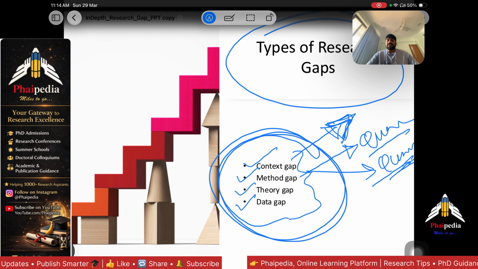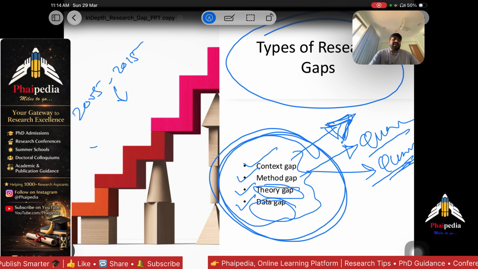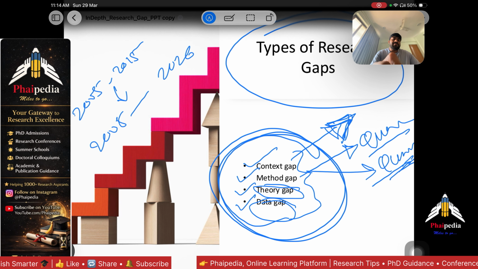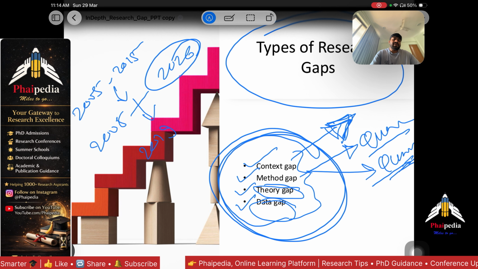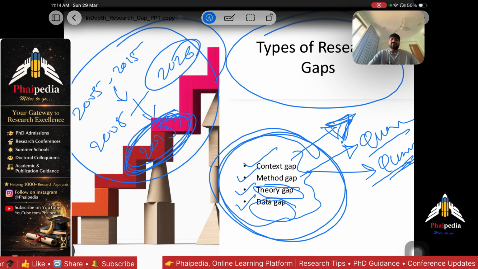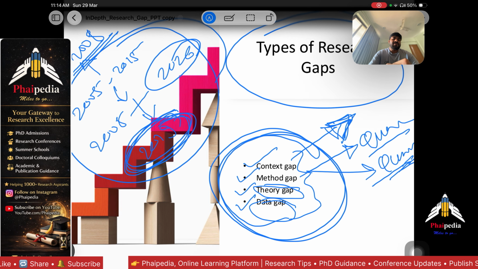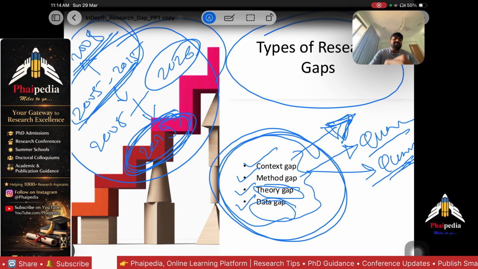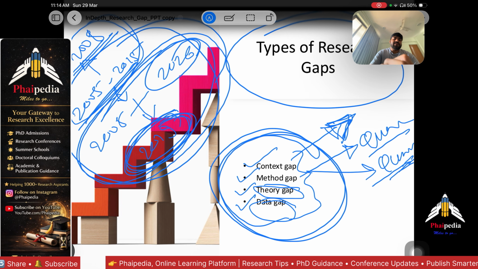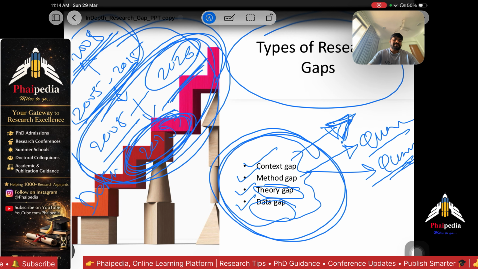The theory gap, and the data gap. For example, some studies were done from 2005 to 2015. Now we can look at 2005 to 2026, because in between, in 2019, the COVID-19 case happened. So we can see the scenario and do research related to it and find the research gap. Like for finance people, the 2008 crisis was there, so they studied that scenario, but here we can focus on COVID and do the research related to these years of data.